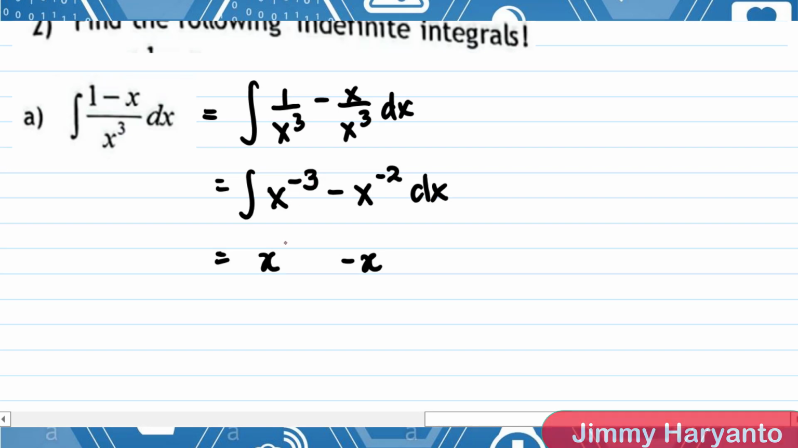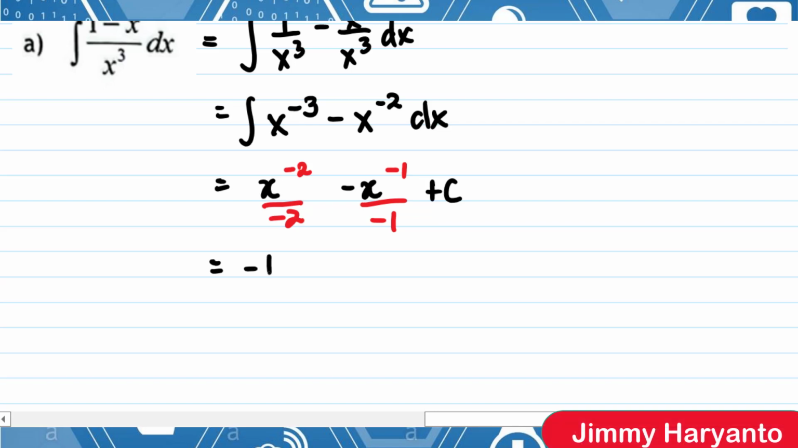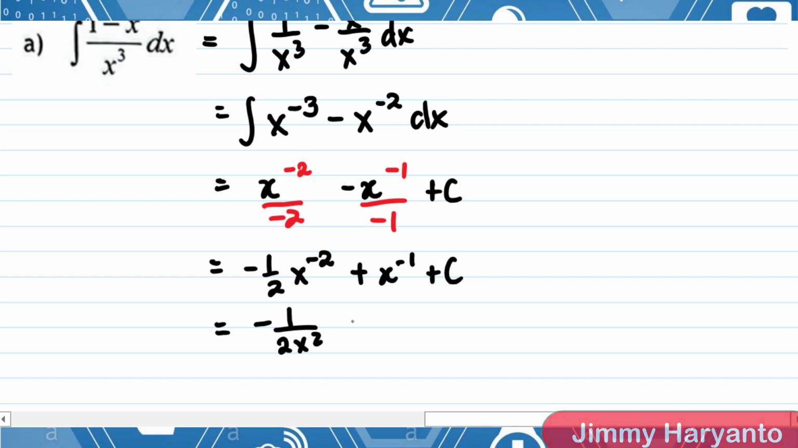So negative 3 plus 1, it will become negative 2 over negative 2. And then for this one, negative 2 plus 1, negative 1 over negative 1, and then plus c. Okay, so the result will be a negative half x to the power of negative 2, and then for this one, plus x to the power of negative 1, and then plus c. So overall, you will have negative 1 over 2x squared, and then for this one, plus 1 over x, and then plus c.